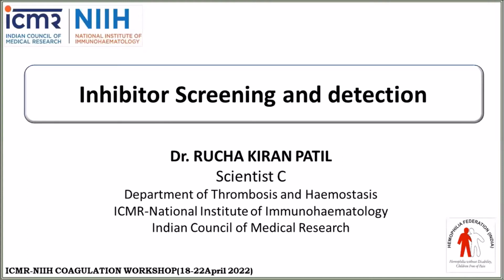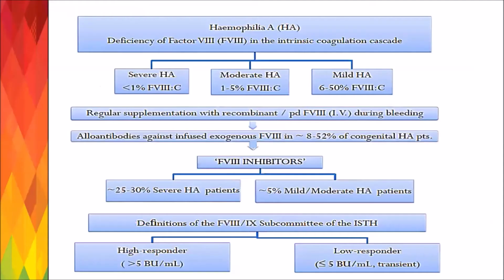So we begin with our next lecture, which is on inhibitor screening and detection. Before going directly into inhibitors, we all know hemophilia A is the deficiency of factor 8, and it is classified into different types based on factor levels and clinical severity as severe hemophilia, moderate hemophilia, and mild hemophilia.